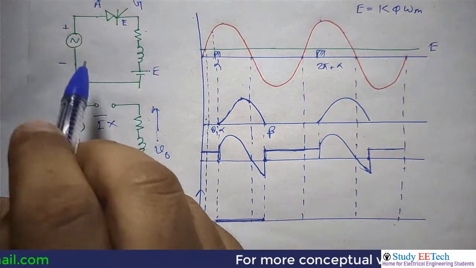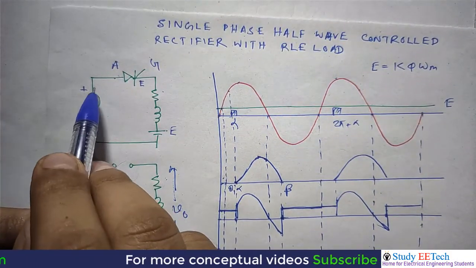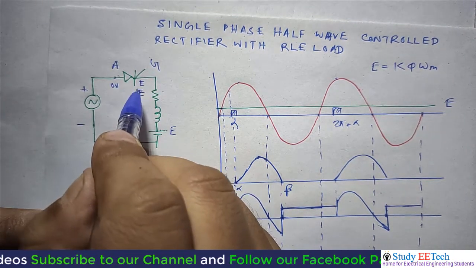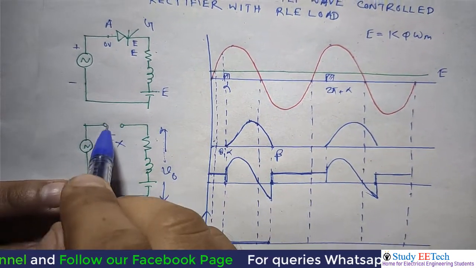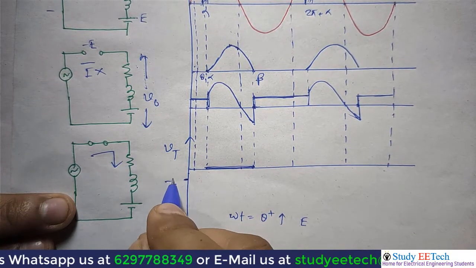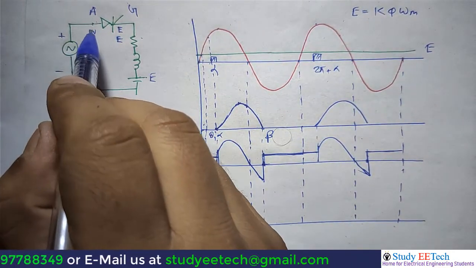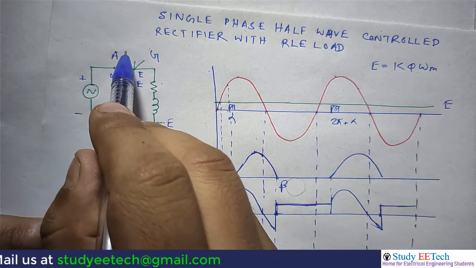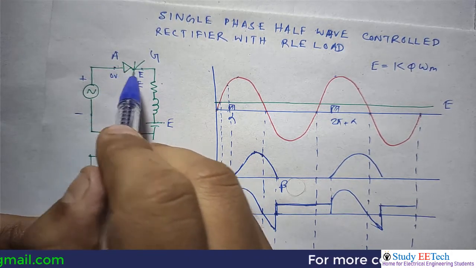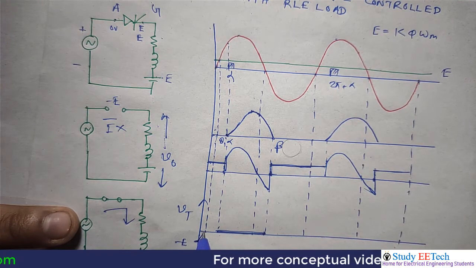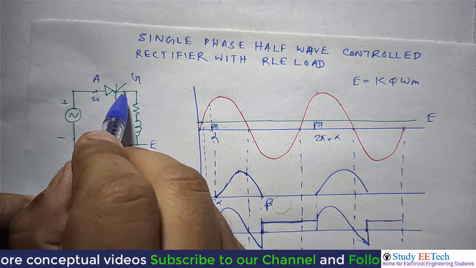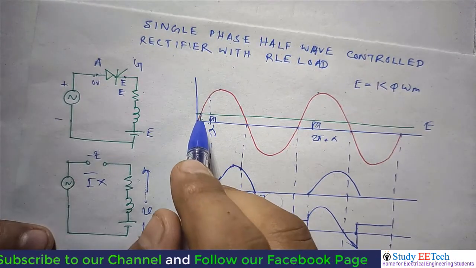Start from omega t equal to 0. When omega t equal to 0, we are getting 0 voltage here, and we are getting E voltage here. This is E. So we get the voltage across the thyristor, which is reverse biased, and we are getting a negative E, minus E. Then gradually this point's potential is increasing in the positive direction, so the difference between this voltage and this voltage is decreasing. At the moment Vm sin omega t equals E, we get 0 voltage, and that happens at this point theta 1.